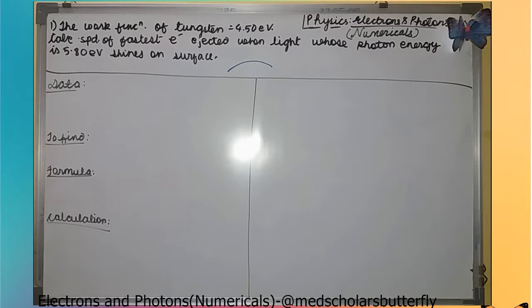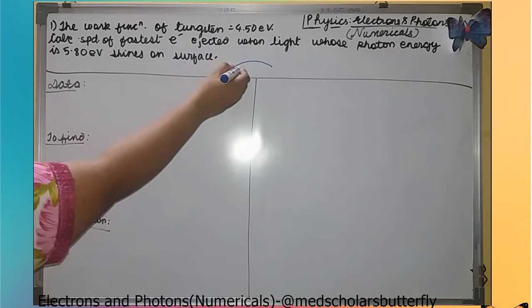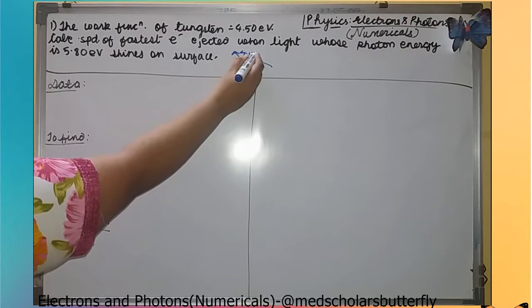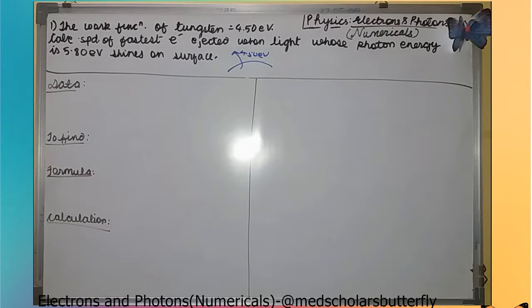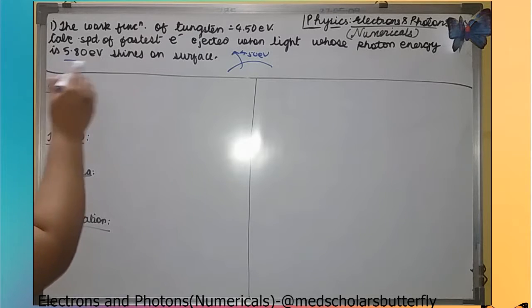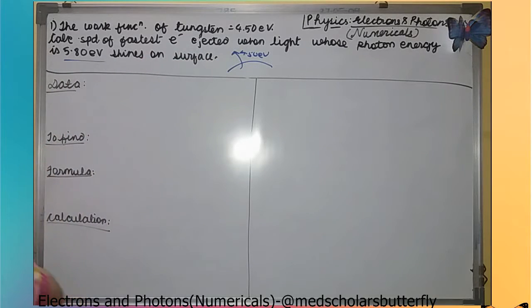If we take tungsten and it has a work function of this much, 4.50 electron volt, what if we change, then what is the speed of the fastest electron when light whose energy is this much will shine on the surface?